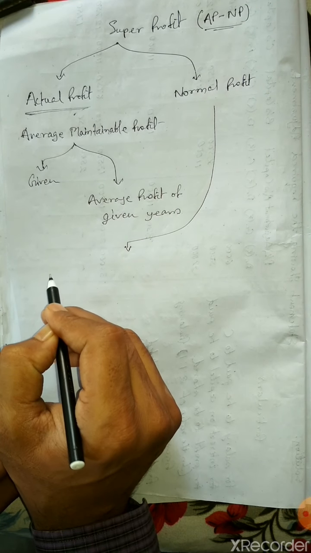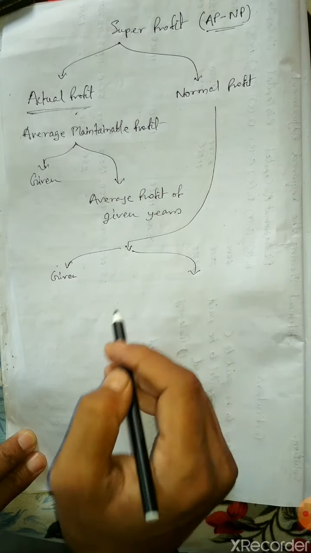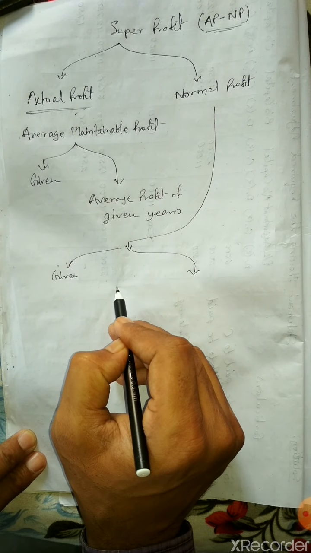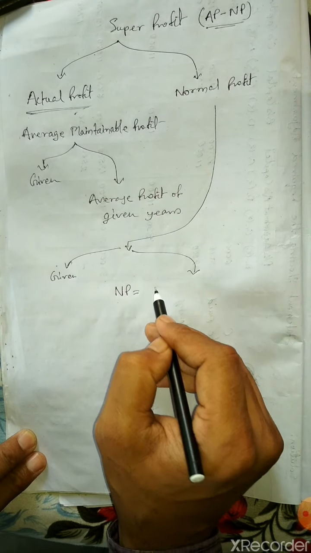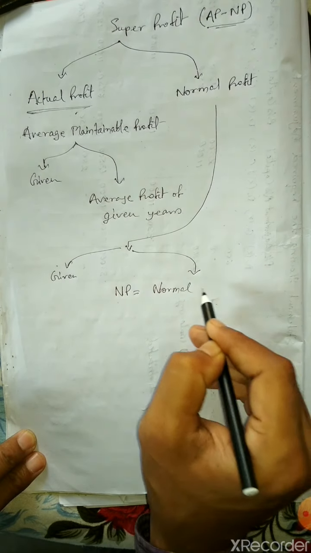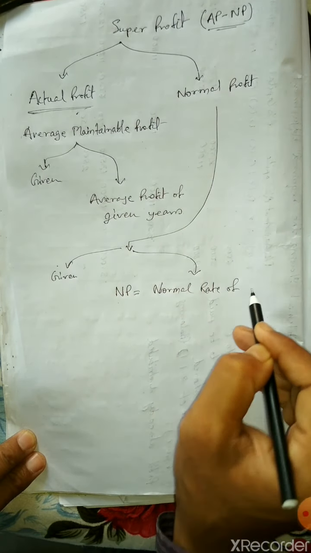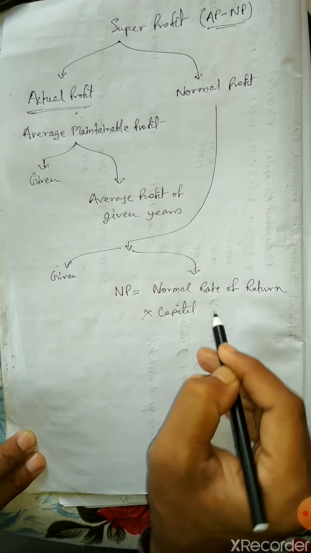Now normal profit is sometimes given, or you have to calculate. Now how to calculate normal profit? So the formula for calculating normal profit is: normal profit equals normal rate of return into capital employed. You can write this and note it also.